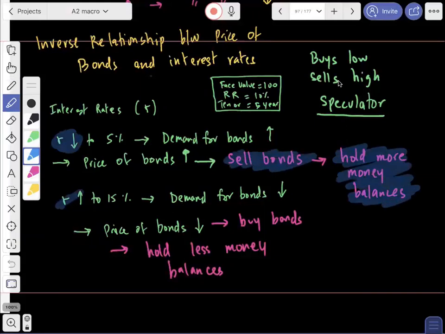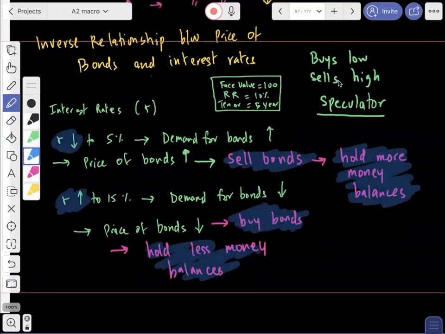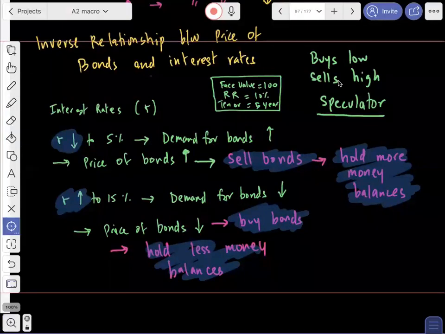And when the interest rates are going up, you are actually buying bonds, and that's why you're holding less money balances. And the reason is very simple, because if the interest rates are going down, price of bonds will be going up, and this is the time when the speculator will be like, let's sell bonds to people. And of course, when you give them bonds, they give you money, and you will be holding more money balances.